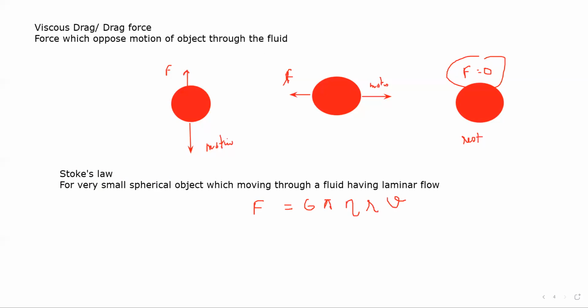What is eta? This is called viscosity. What is r? r is the radius. And what is v? v is the speed at which the object is moving through the fluid.